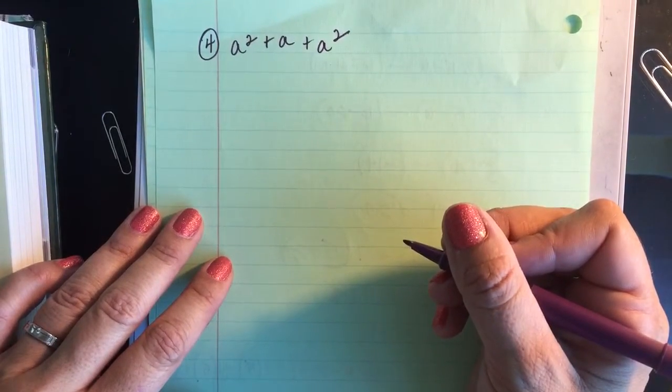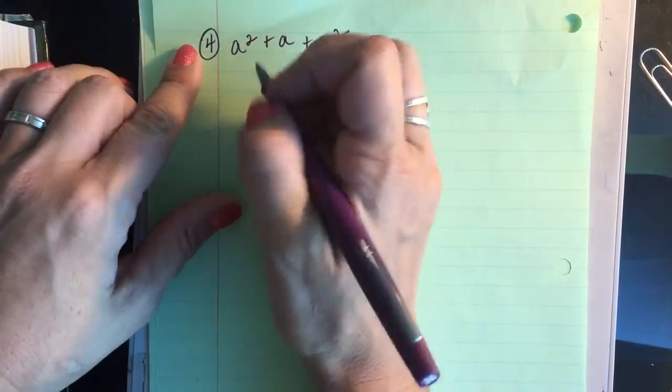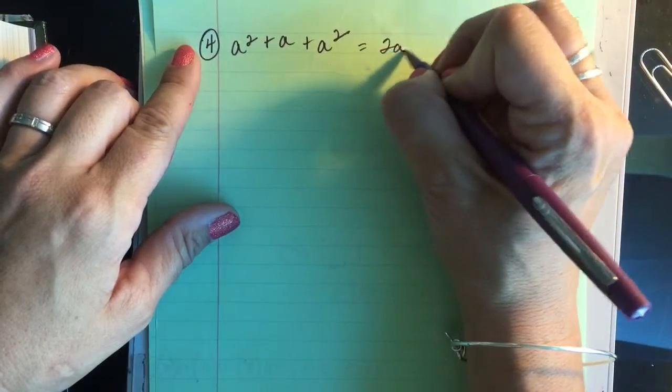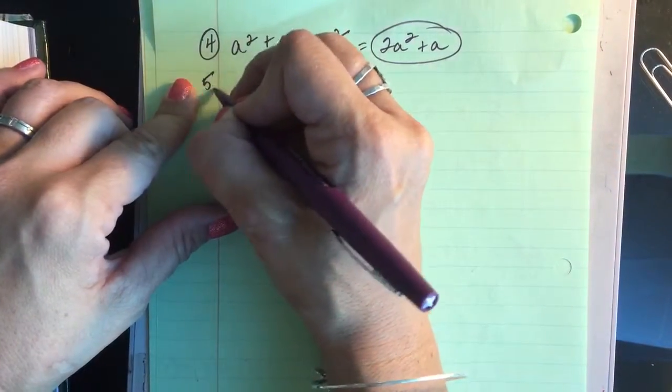So this is about simplifying. We're going to combine like terms. I've got a squared and a squared. That's going to simplify to 2a squared plus a, and that's where we would end that one.